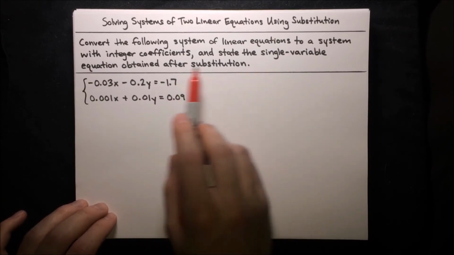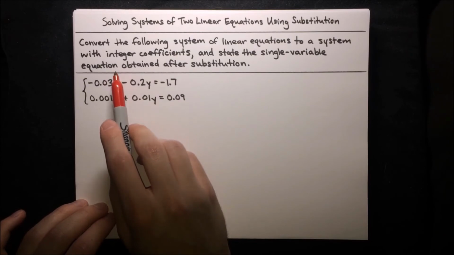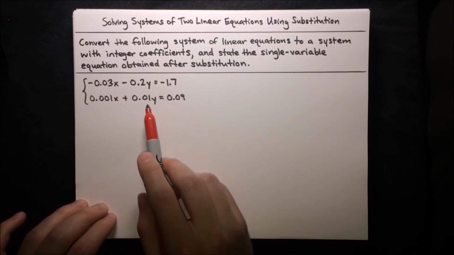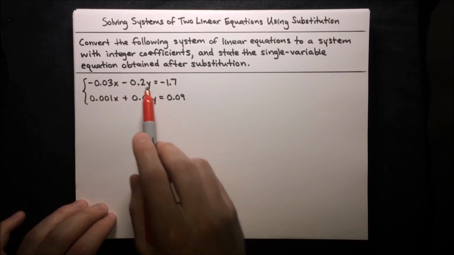Once you have the single variable equation, you just solve for that variable, and then back substitute it to find the value of the other variable. So, okay, let's proceed onward.